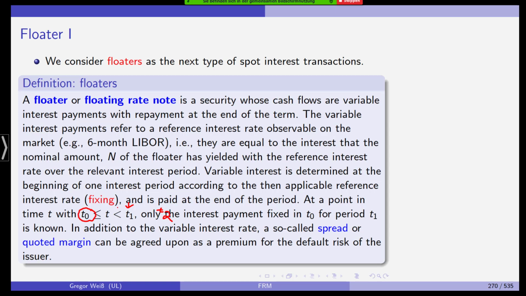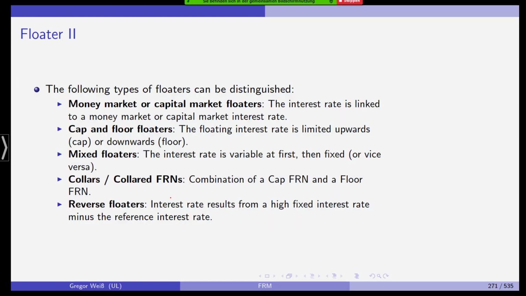T2 is still variable, and as soon as we have the payment in t1, the payment in t2 is fixed, and this goes on and on. And in addition to the variable interest rate, sometimes the so-called spread or quoted margin can be agreed upon as a premium for default risk. So the spread or the quoted margin comes on top of the interest payment that needs to be fixed.